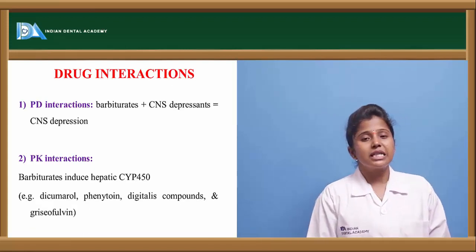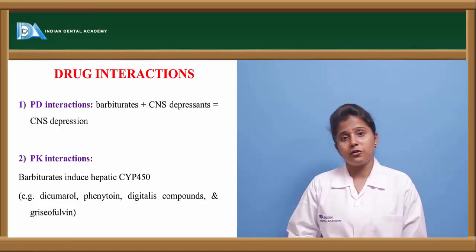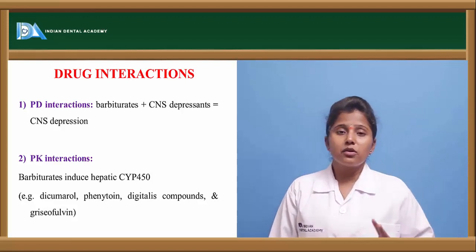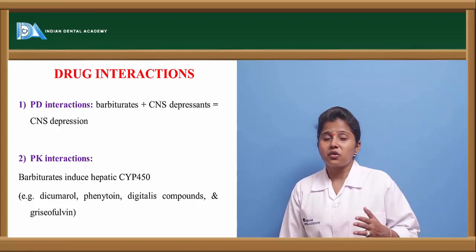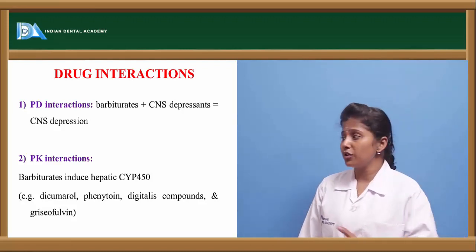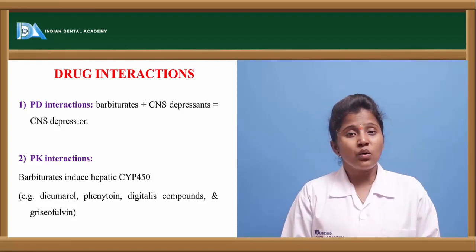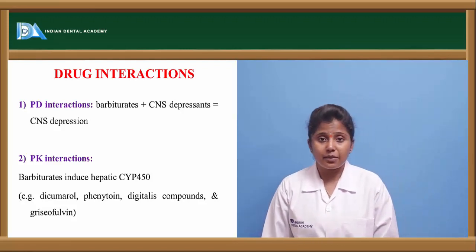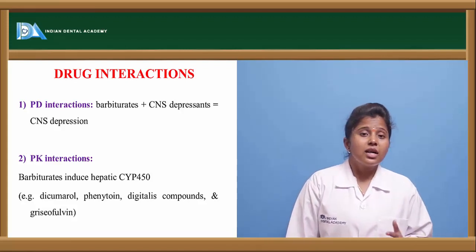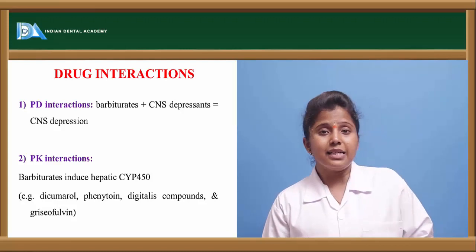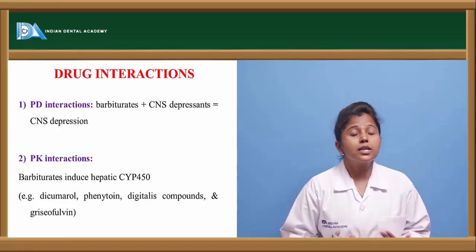So what are the drug interactions? Or else we can say, what are the contraindications of these barbiturates? There are pharmacodynamic interactions as well as pharmacokinetic interactions. What are these pharmacodynamic interactions? These barbiturates should not be given with CNS depressants like tricyclic antidepressants and MAO inhibitors. There are various other antidepressants. These barbiturates should not be given with these drugs because they may cause CNS depression. These barbiturates induce sleep, and at the same time CNS depressants also cause drowsiness.